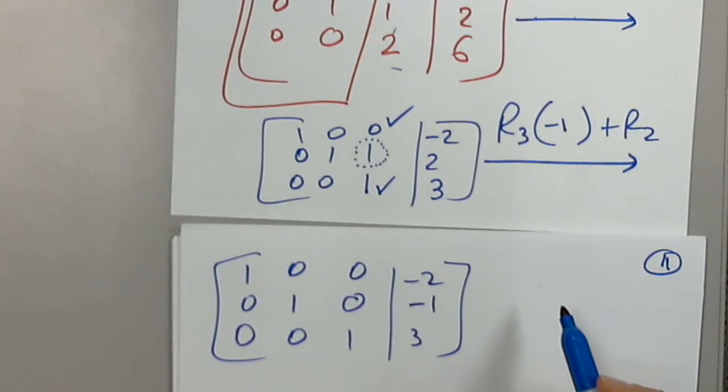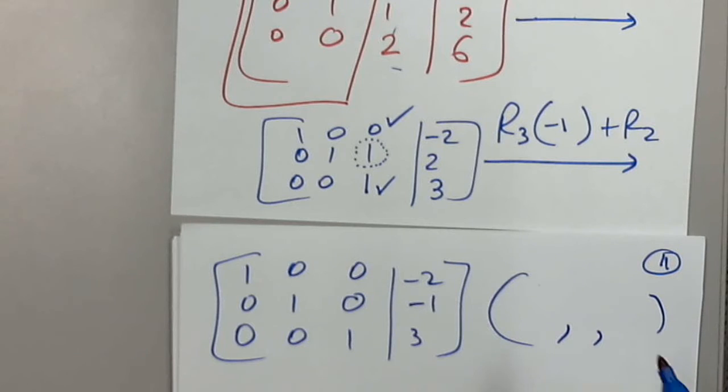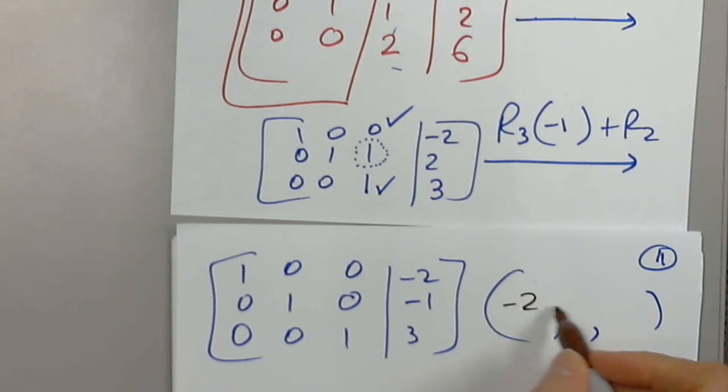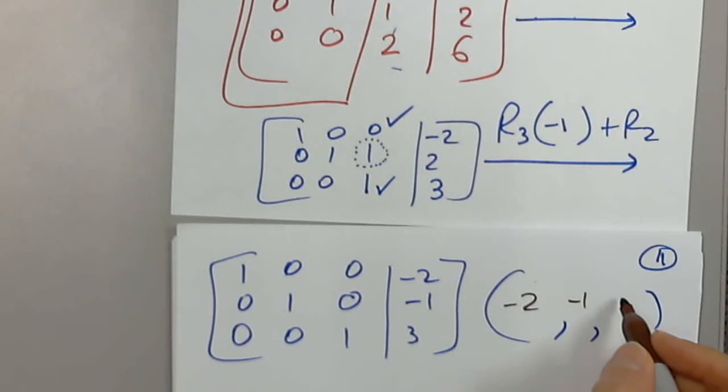3 times negative 1 plus 2. Very good. I'm not sure, but I expect the solution to be... Why I'm not sure is because I still have to check. It's so easy to make a mistake with this. So I expect the solution to be negative 2, negative 1, and 3. That's it.